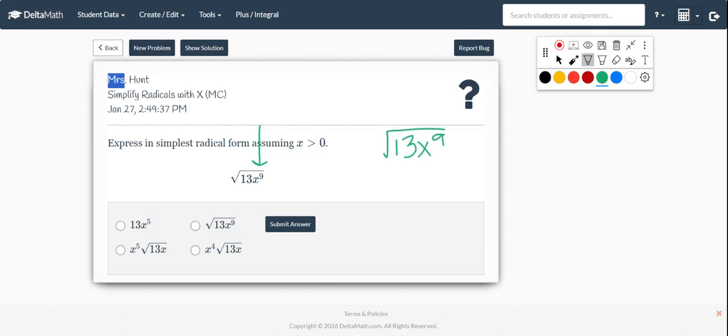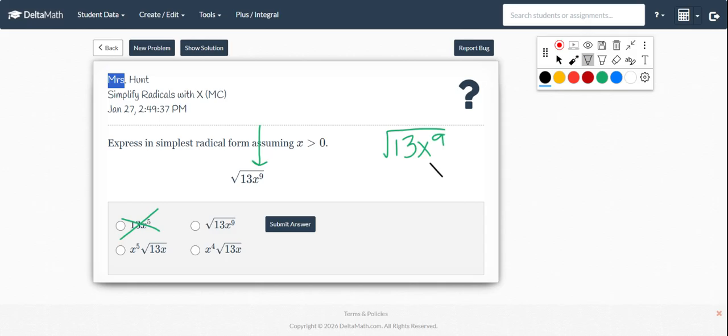Let's try the factor tree. Break down 13. Oh, 13 doesn't really break down because it's already prime. 13 times 1, right? So that's not going to work out. We'll leave it. So nothing is going to change with the number. So I already know it can't be that or anything that is a 13 on the outside. Nope. So the 13 is going to be staying.